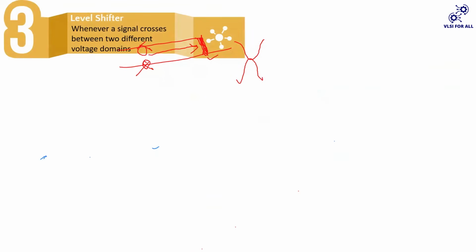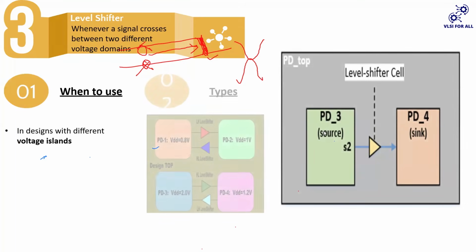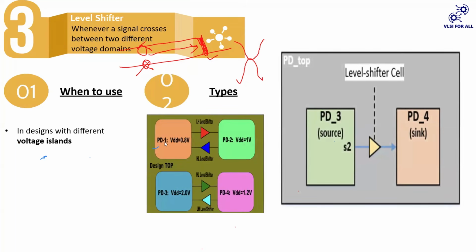Yes, ma'am. Whenever there are multi-VDD designs, you want to level up or level down your signals. So see, PD stands for power domain. So this is operating on a different power domain. The other design is operating on a different power domain, correct? So you need to shift the level, whether it's going from high to low or low to high. Over here, you can see it's going from 0.8 volt to 1 volt, so you need to convert low to high. Whenever a signal is going from 1 volt to 0.8 volt, you have to convert high to low.